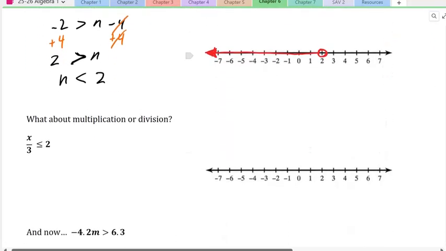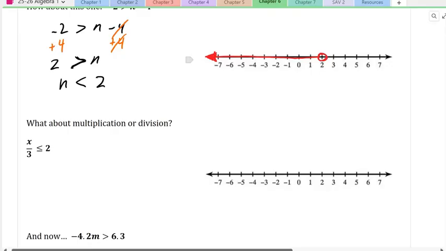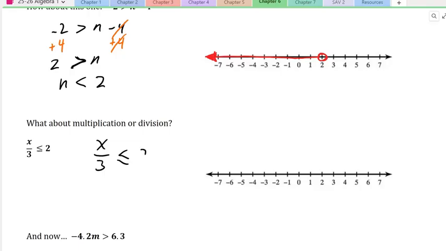All right, but now what about when we do multiplication or division? Well, let's take a look-see. Now this is x divided by 3 is less than or equal to 2. Well, x is being divided by 3, so we have to do the opposite of that. So I'm going to multiply by 3, because that's the opposite of division. Those two cancel each other out, and I get x is less than or equal to 2 times 3, which is 6.